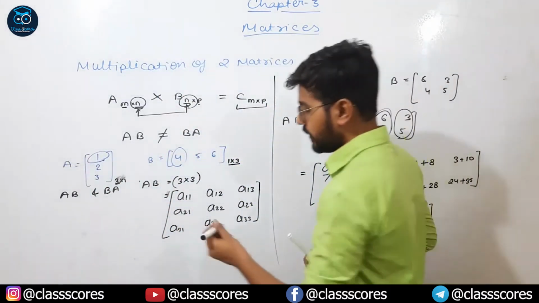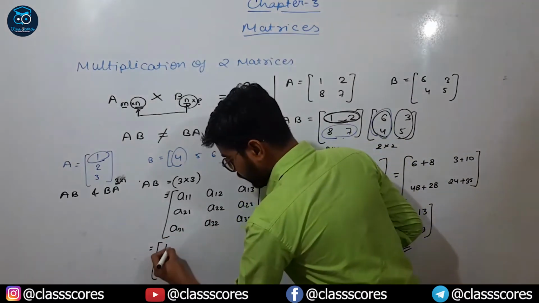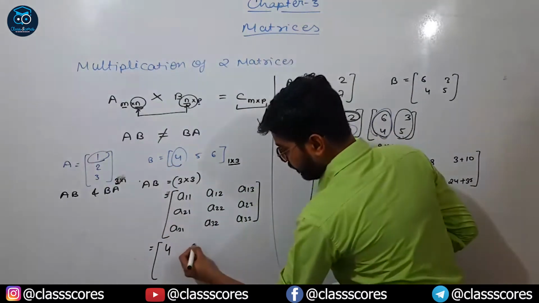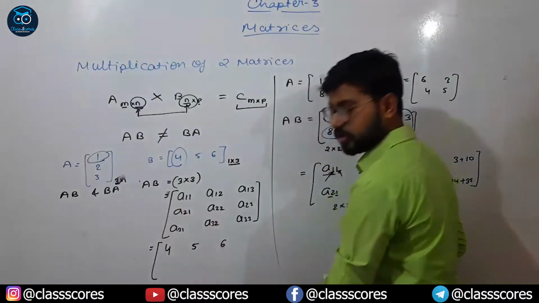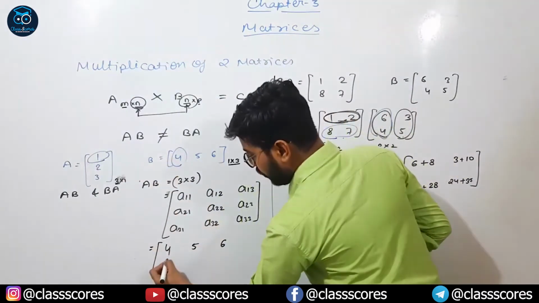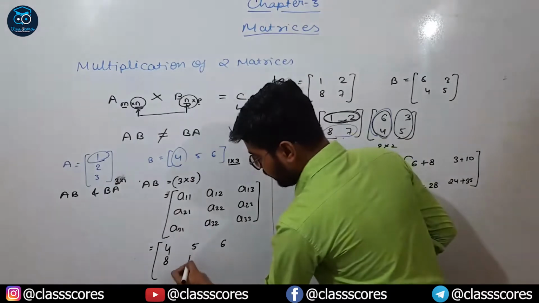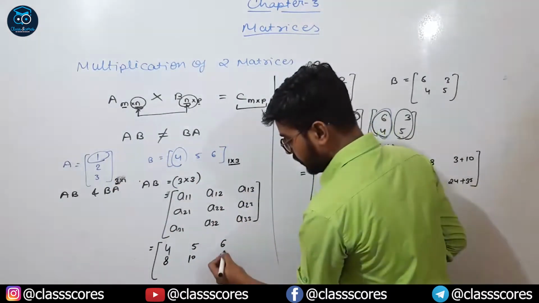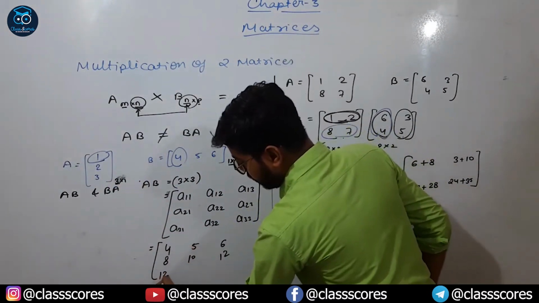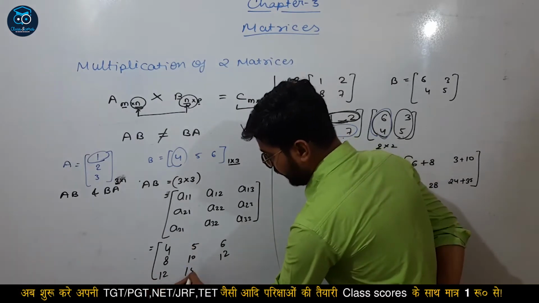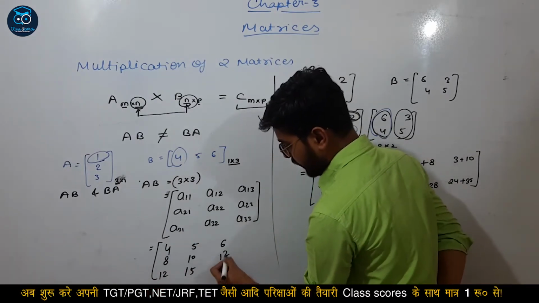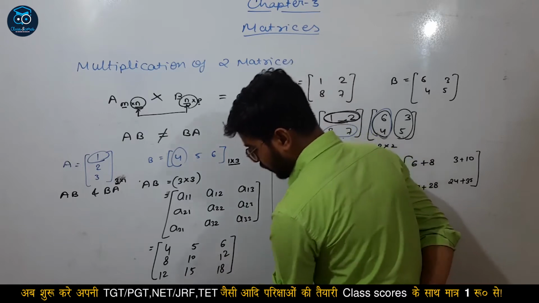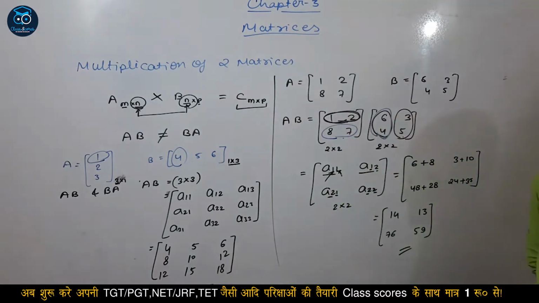It will multiply, then 1 into 4, it gives 4. 1 into 5, 5. 1 into 6, 6. Now 2 into 4, 8. 2 into 5, 10. 2 into 6, 12. Similarly, 3 into 4, 12. 3 into 5, 15. 3 into 6, 18. So this is the required answer.